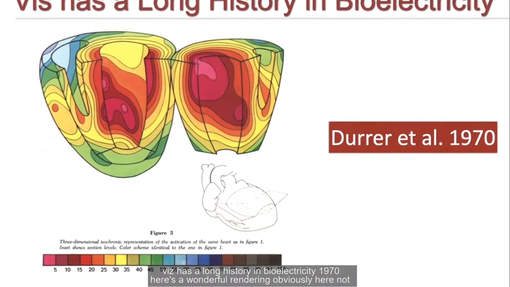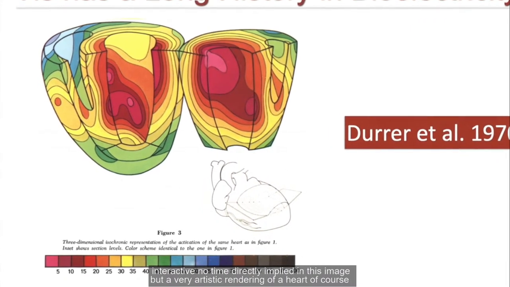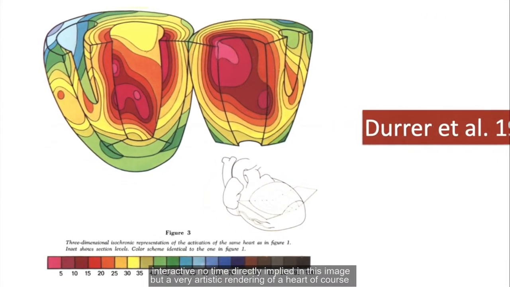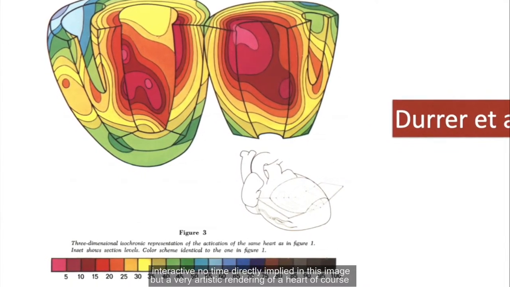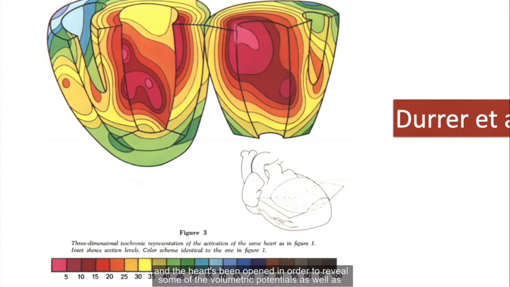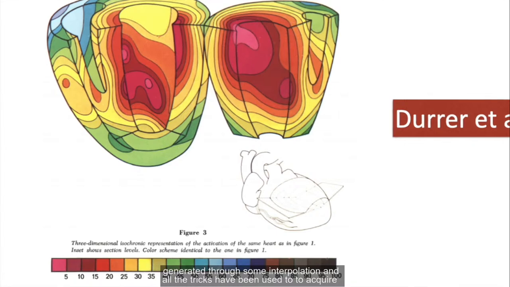1970, here's a wonderful rendering, obviously here not interactive, no time directly implied in this image, but a very artistic rendering of a heart, of course. And the heart's been opened in order to reveal some of the volumetric potentials as well as some of the surface potentials. So it's an integrated hybrid type of visualization generated through some interpolation. All the tricks have been used to acquire this information, which came from human hearts.